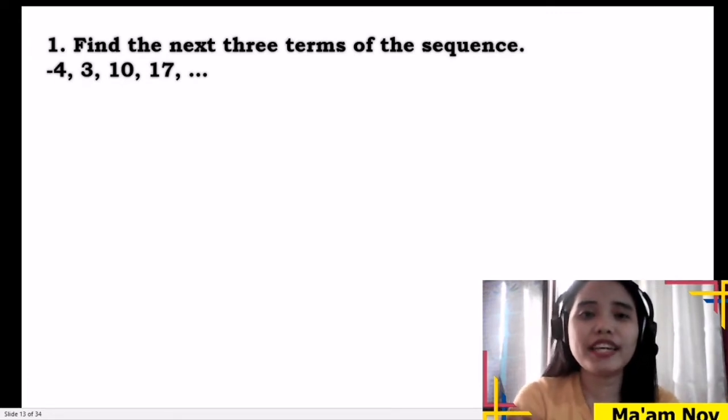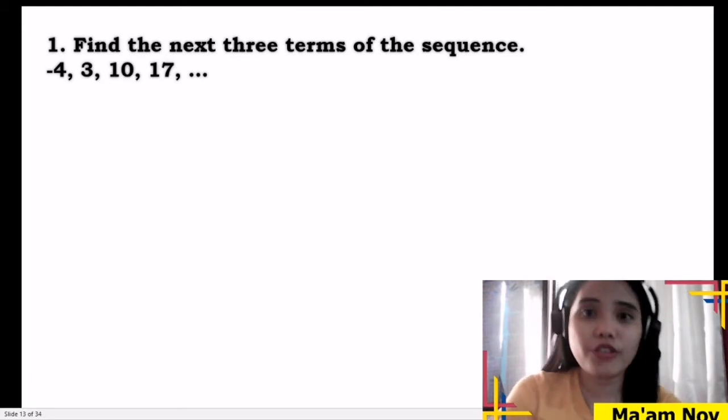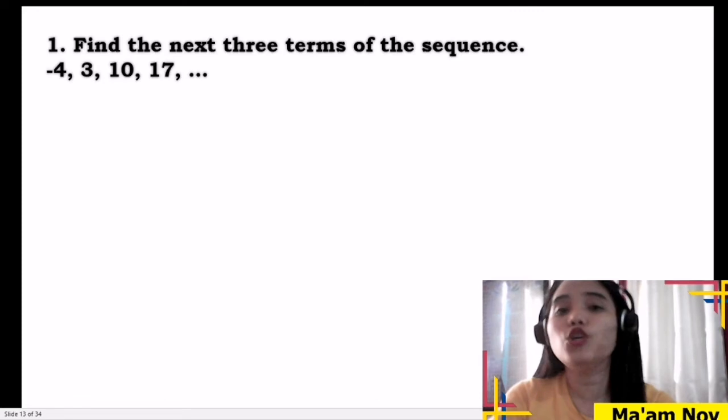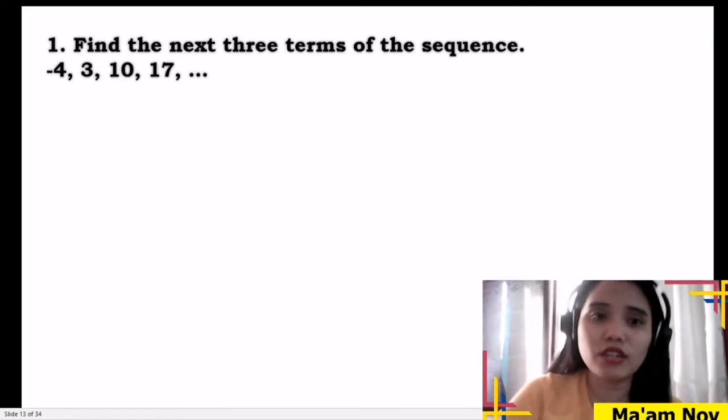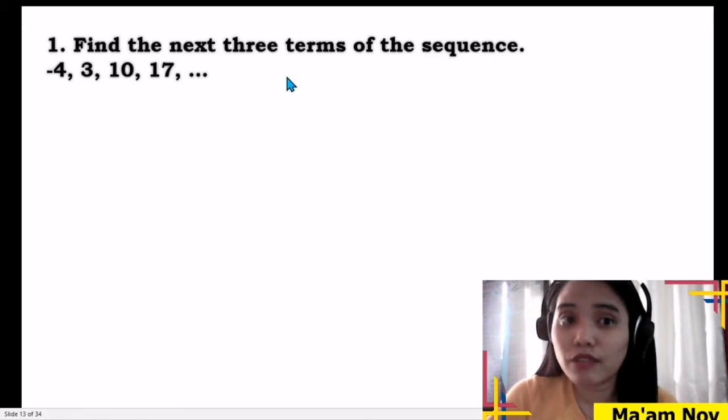So, let's find the next 3 terms of the sequence: negative 4, 3, 10, and 17. Again, hahanapin natin yung tatlong terms after ng 17. Which means, pang ilang term? Okay, 5th term, 6th term, and 7th term.